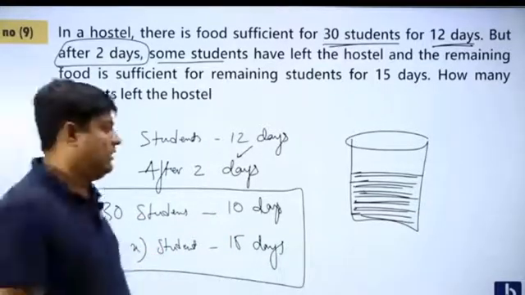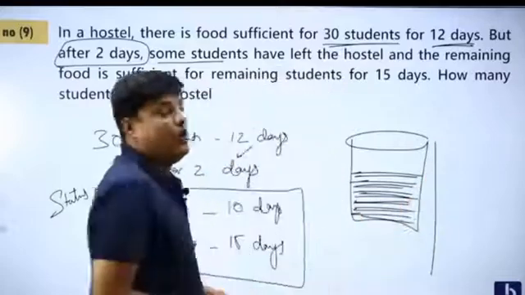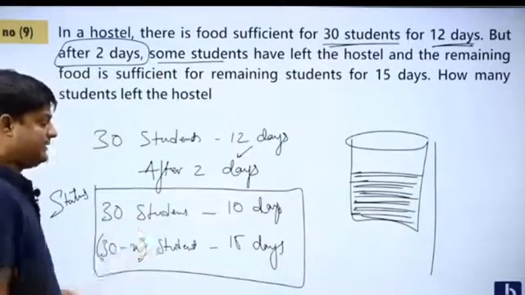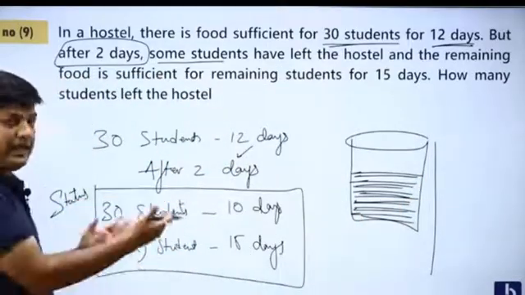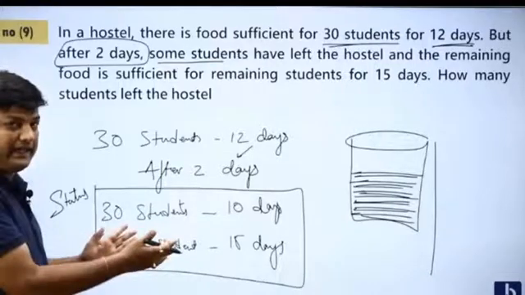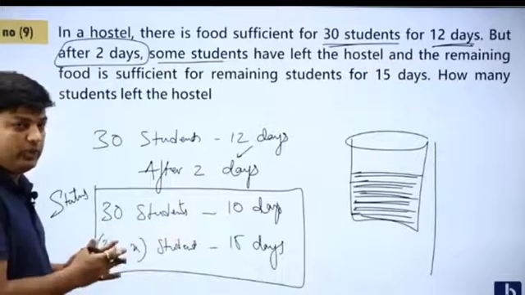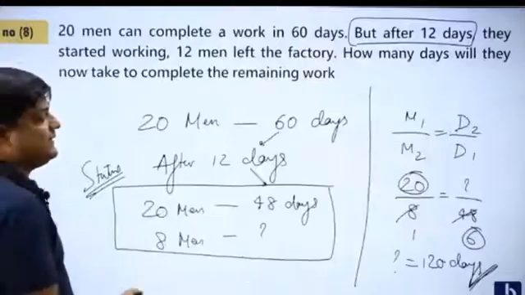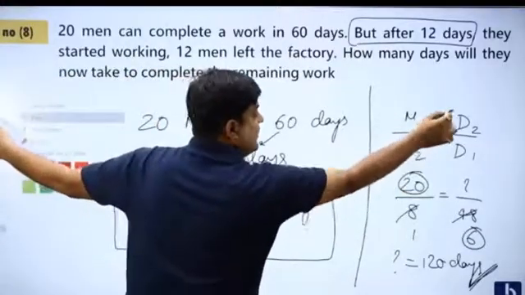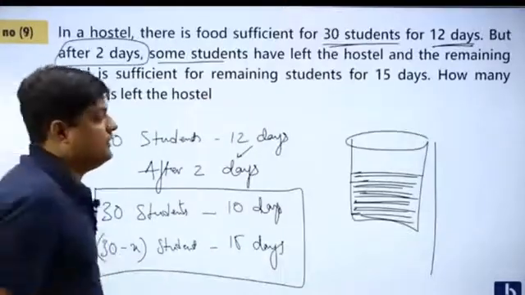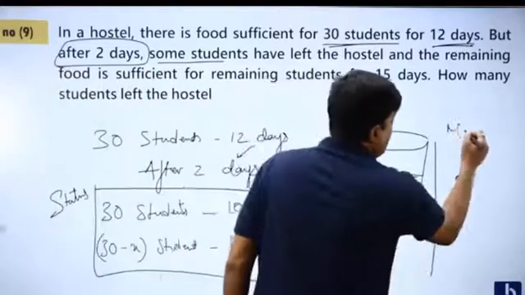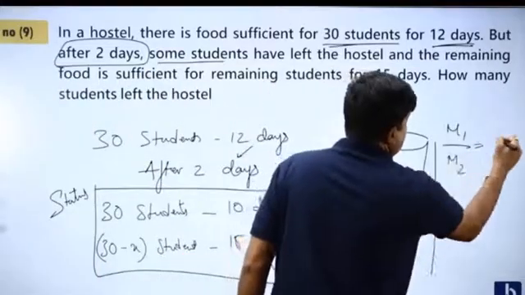Let's try to have a look here. What is the relationship between men and days? The relationship between men and days is not direct, I told you, it is inverse. That is m1 by m2 is equal to d2 by d1. Let's try to substitute here. m1 by m2 must be equal to d2 by d1.